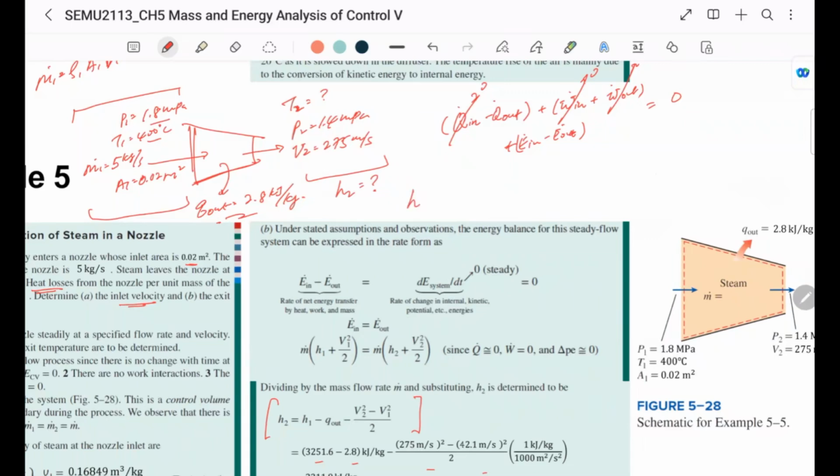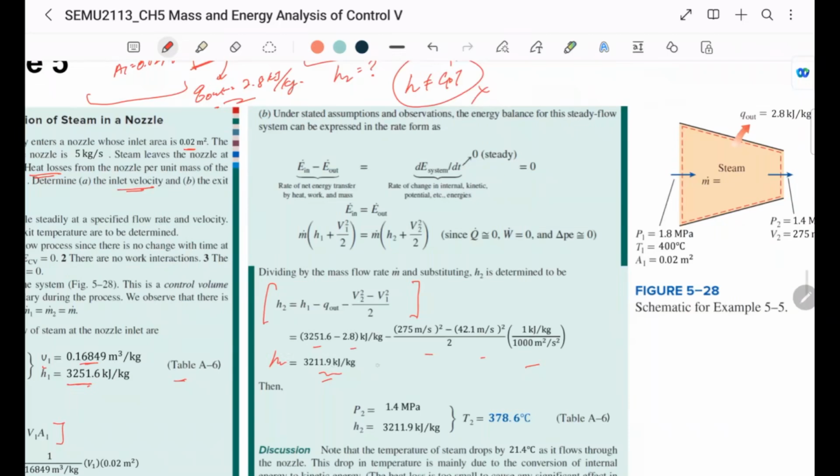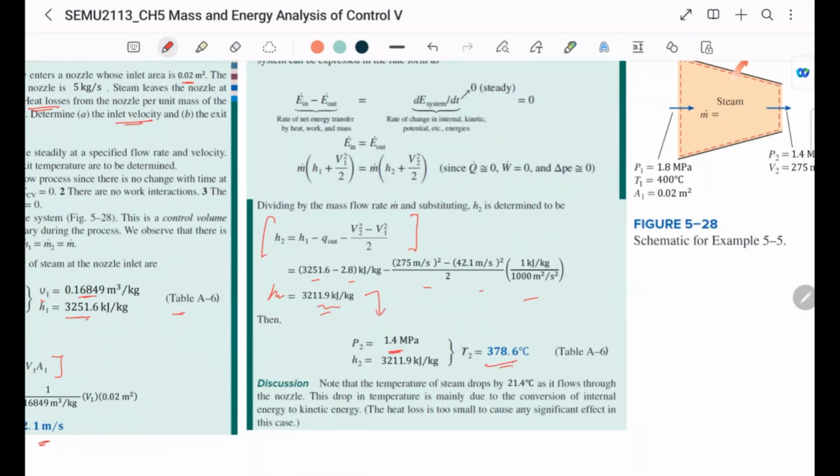Here, H is not equal to CpT as well because this is again the ideal gas equation. We cannot apply it here. This is steam. So therefore, once we find out the H2, we have to use the property table to find out at this pressure, this enthalpy magnitude, what is the temperature. You might need to interpolate between different temperatures to get the correct temperature for T2.